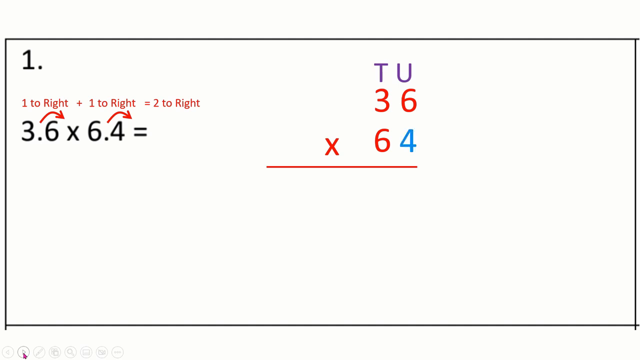So 6 times 4 is 24. Put down the 4, carry the 2. 3 times 4 is 12, plus your 2 is 14, so 144 there. That's the answer to 36 times 4.